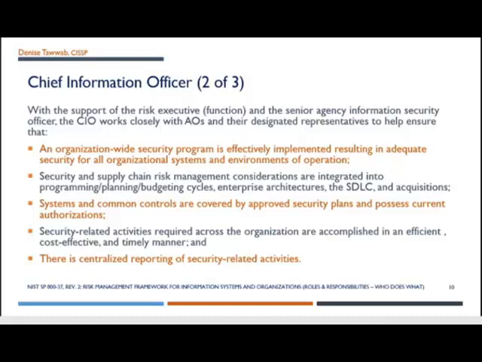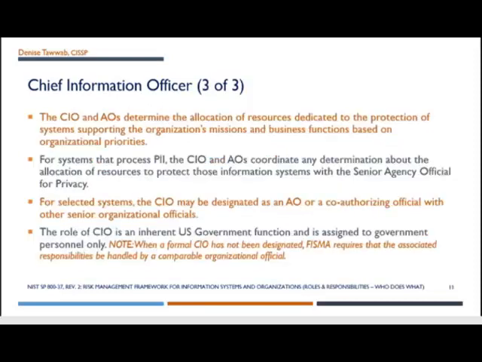Security and supply chain risk management considerations are integrated into programming, planning, budgeting cycles, enterprise architectures, the system development lifecycle, and any acquisitions. They ensure that systems and common controls are covered by appropriate system security plans and that they all possess current authorizations. They ensure that security-related activities required across the business are accomplished in an efficient, cost-effective, and timely manner, and they also ensure that there is centralized reporting of security-related activities.